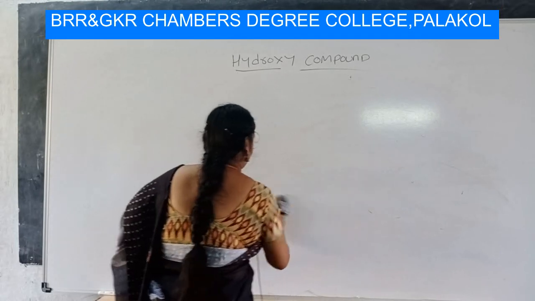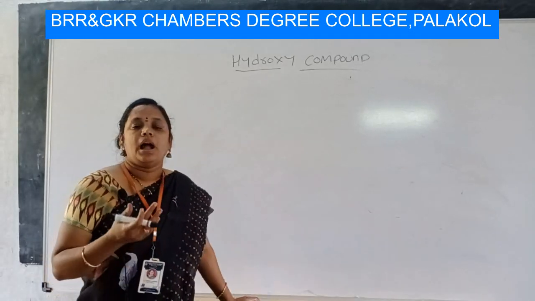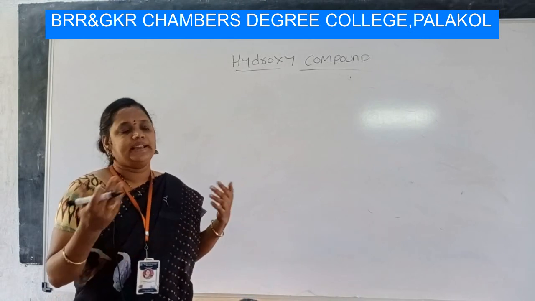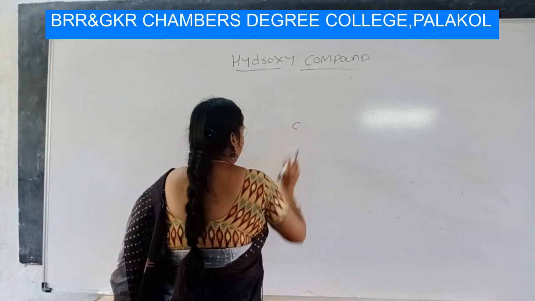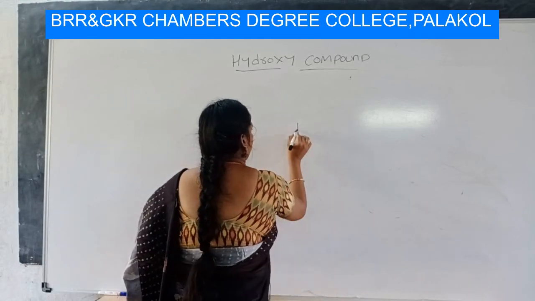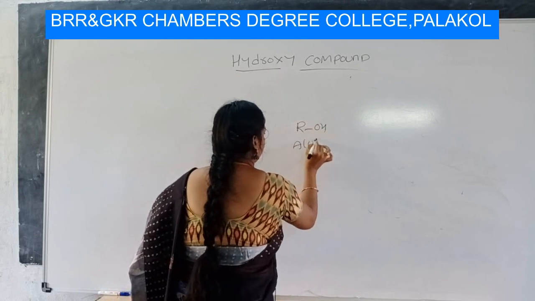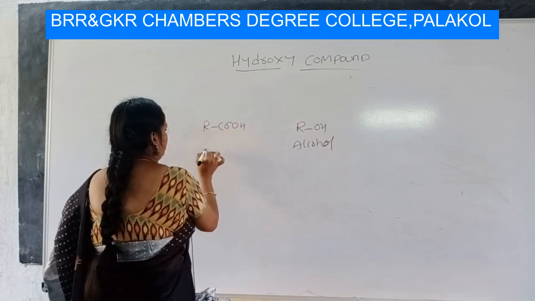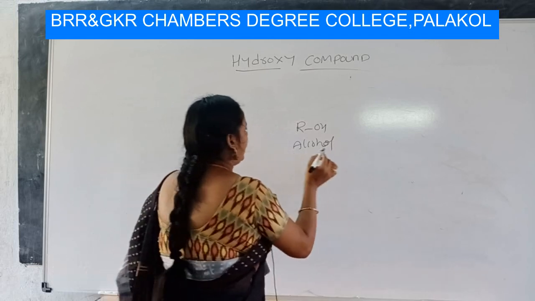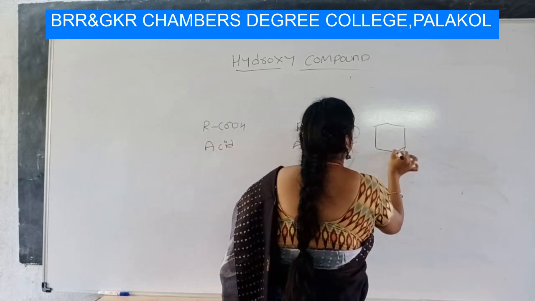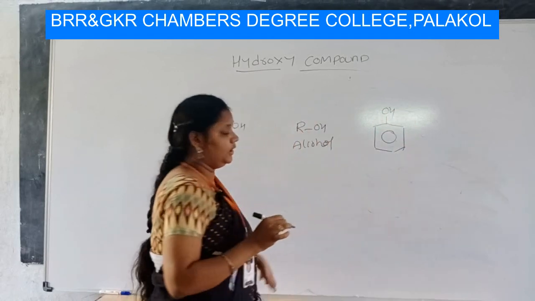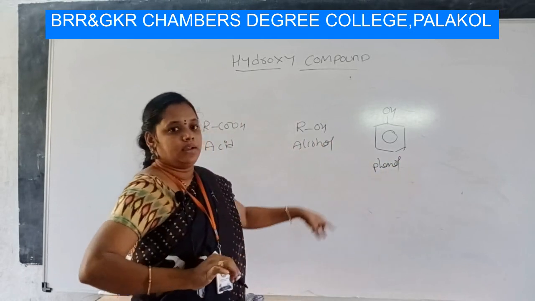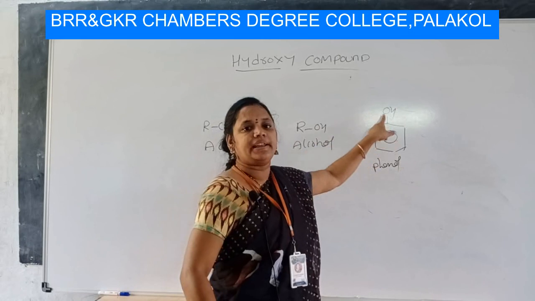What happens when you compare alcohol with acid and phenol? So we will take alcohol here, ROH, and an acid, RCOOH, and phenol. Phenol we studied at the starting of these sessions. An OH group directly attached to the benzene ring is called phenol.